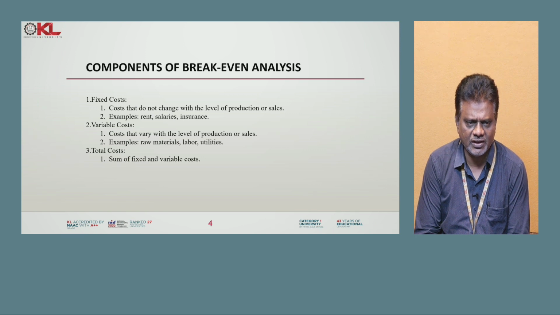Then coming to the variable cost, the variable cost is the cost that varies with the level of production or sale. That is the cost that varies with the level of production or sale, going up and down. The examples are raw material, labor, and utilities. These are all variable cost. Then the third one is the total cost. The total cost is the summation of fixed and variable cost.